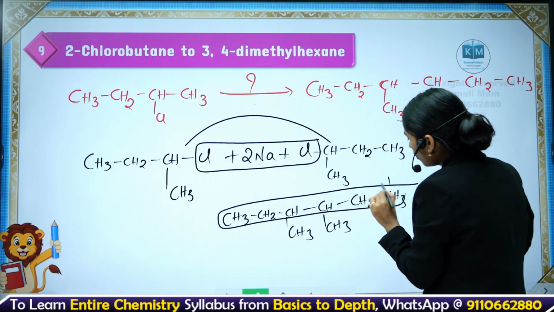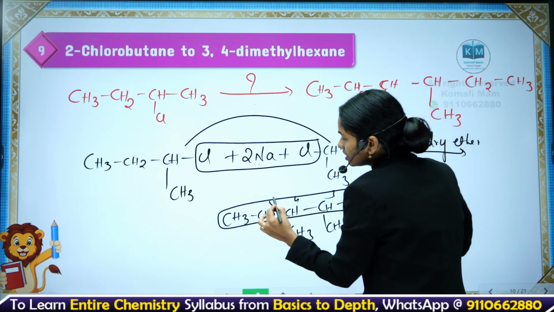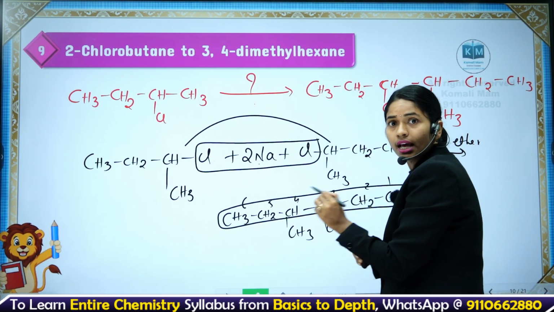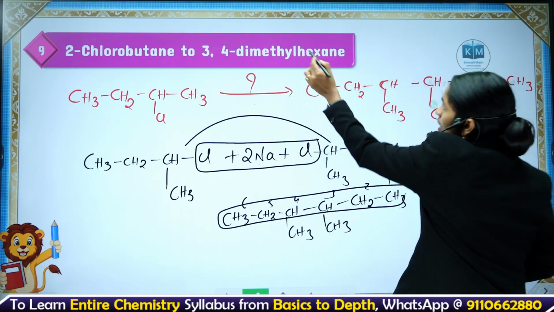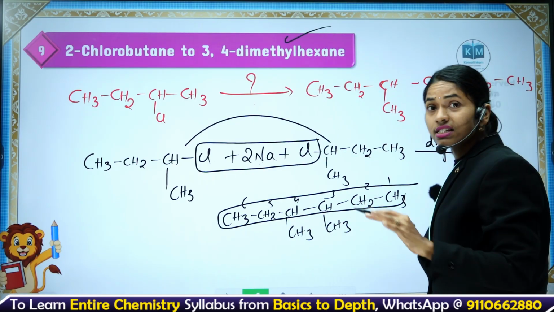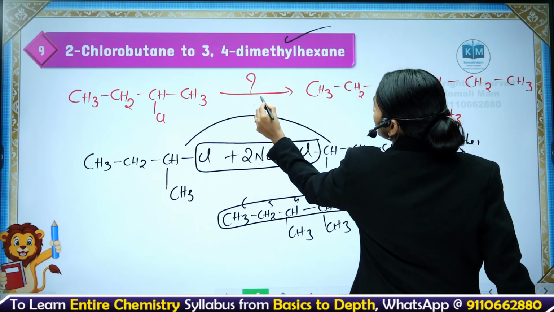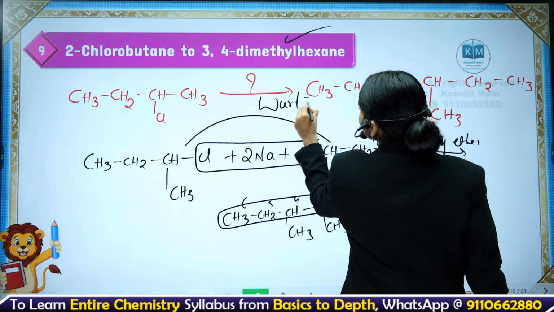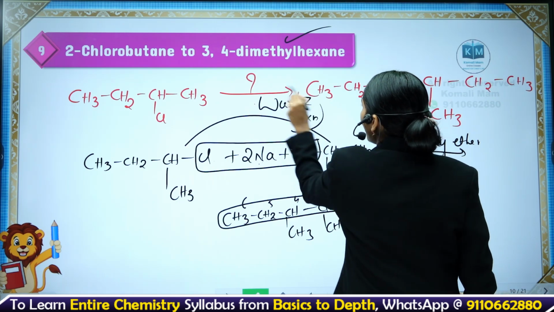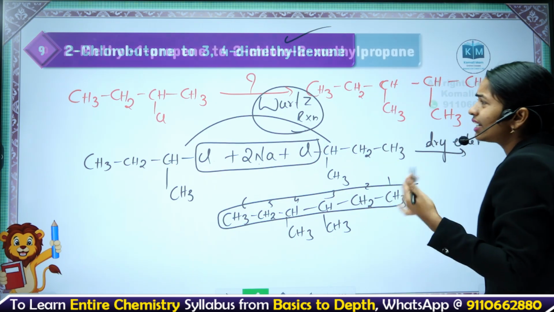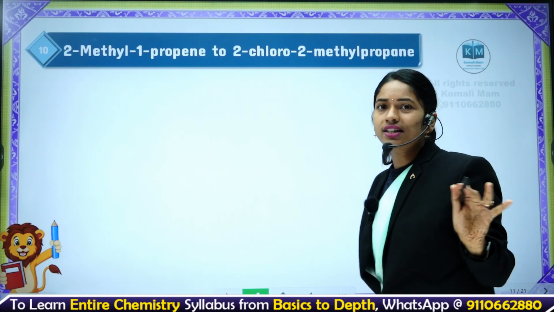So what is its name now? 1, 2, 3, 4, 5, 6. 3,4-dimethyl hexane is its name. Correct? Whatever we got, we got. What is this reaction? Wurtz reaction. So in this conversion, what you have learned? Wurtz reaction. So this video will help you to learn different types of reagents in a short time and its functions.